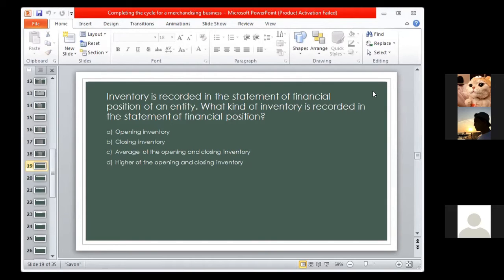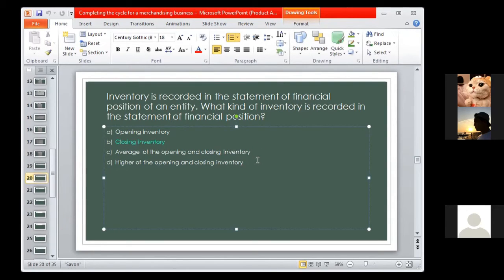Letter B. Check natin. Tama. So letter B. Tama yung sagot. Bakit? Kasi ang nire-record na natin sa financial position is yung ending amount or ending balance na ng inventory. Hindi tayo mag-record dun ng beginning. Kaya hindi itong opening inventory. Tsaka hindi rin itong average or higher ng opening and closing inventory.